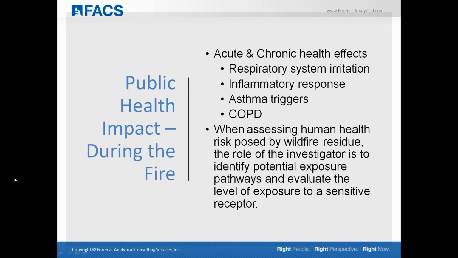Also, when we are assessing the human health risk caused by a wildfire, it's very important as the investigator to identify, if we're having people stay indoors, how these PM10 and PM2.5 particulates could get into the actual property. So we're evaluating pathways in order to evaluate the exposure to the sensitive receptor.